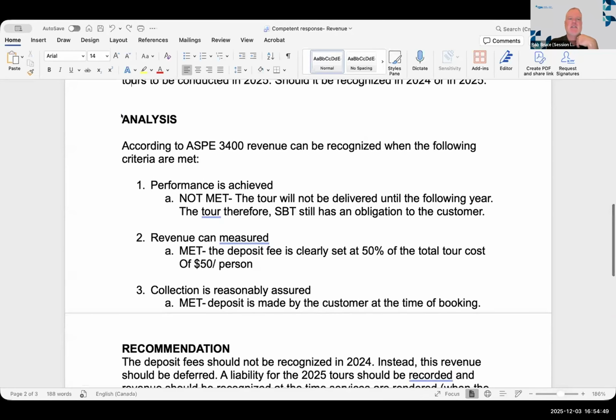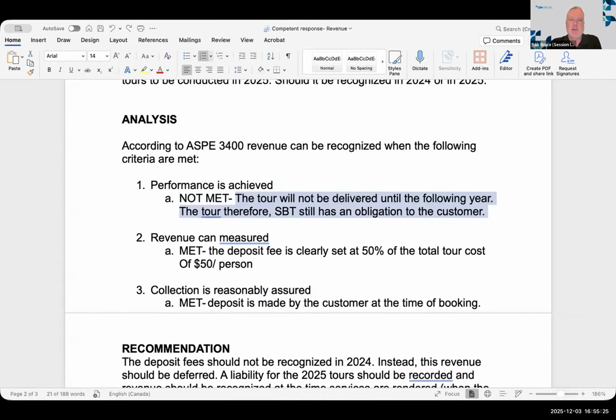So then we go into our analysis section. In the analysis section, we state the handbook criteria. According to ASPE 3400, revenue can be recognized when the following criteria are met: performance is achieved, revenue can be measured, collection is reasonably assured. For all of the criteria, you must analyze it with a case fact and then clearly state whether it's met or not met. Now, you put the met or not met at the beginning of it or at the end of it, whatever you are happy with, but it's absolutely essential that you explain with a case fact why it's met or not met.